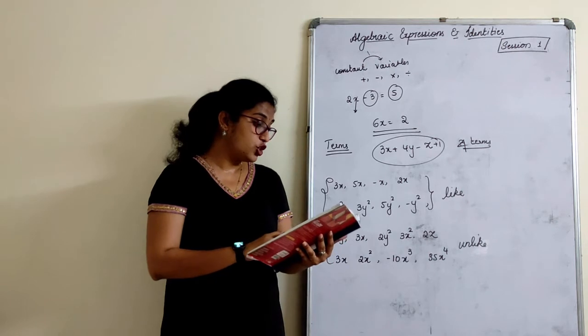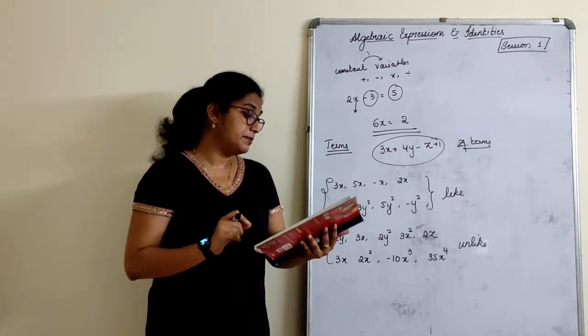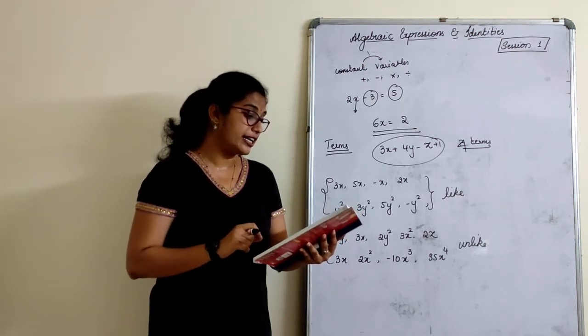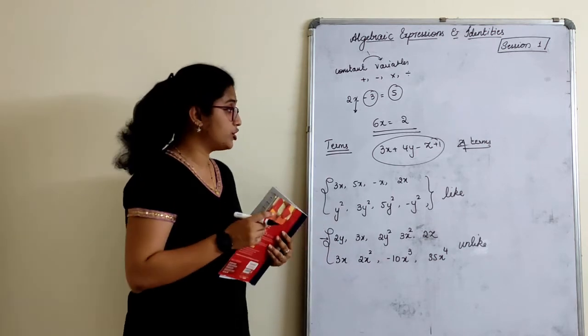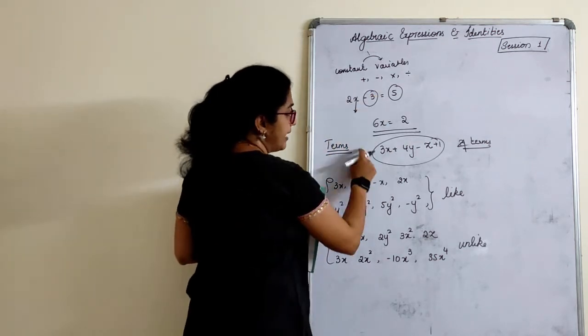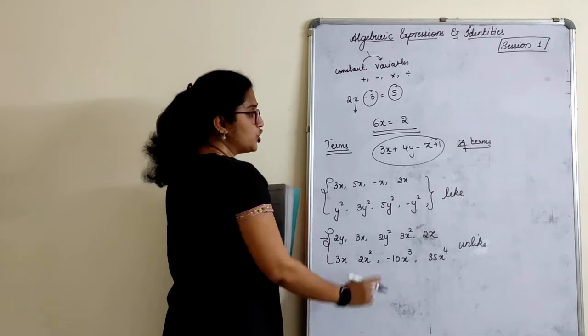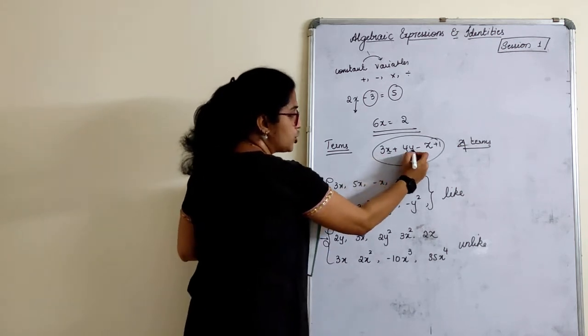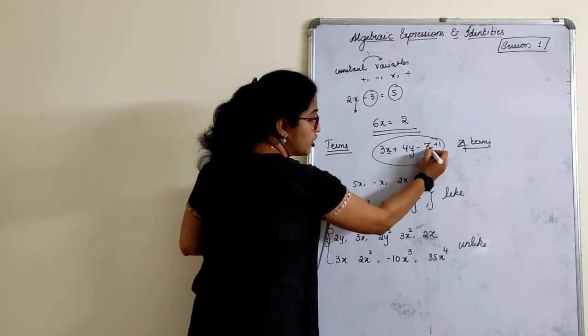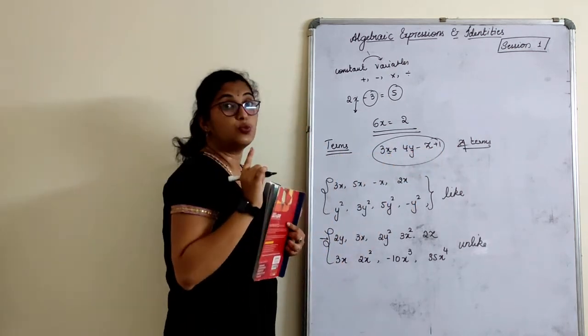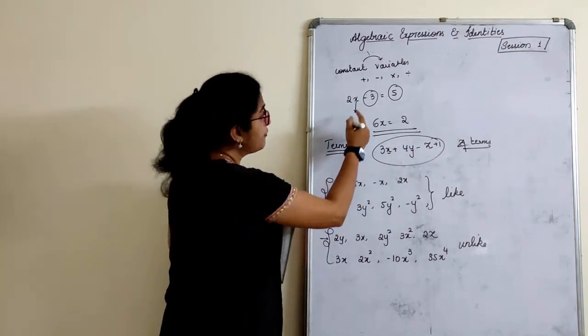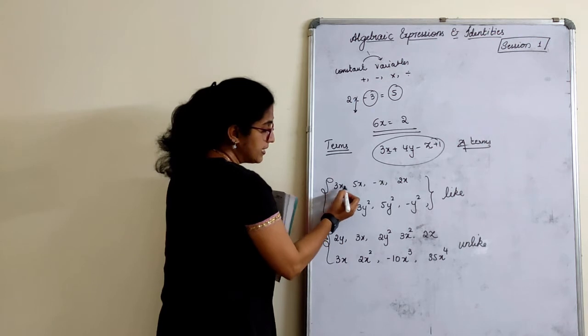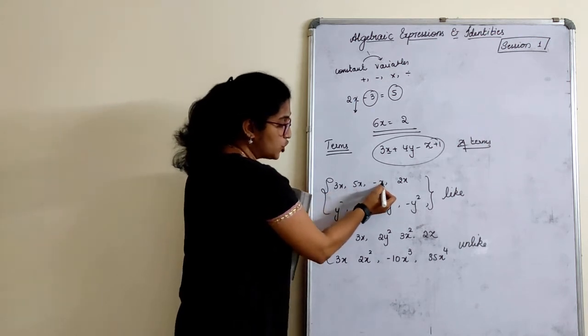Next, coefficients. In each algebraic expression, the numerical factor of a term is called its coefficient. Coming to the first one, what is the coefficient of x? 3. Coefficient of y? 4. Coefficient of z? Minus 1. Right? So here, coefficient of x? 3. X? 5. Coefficient of x?